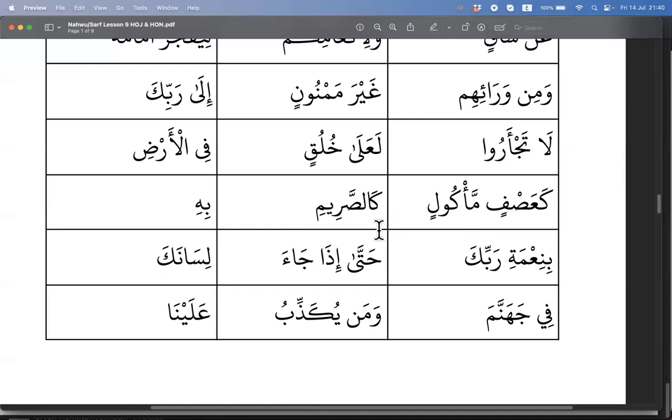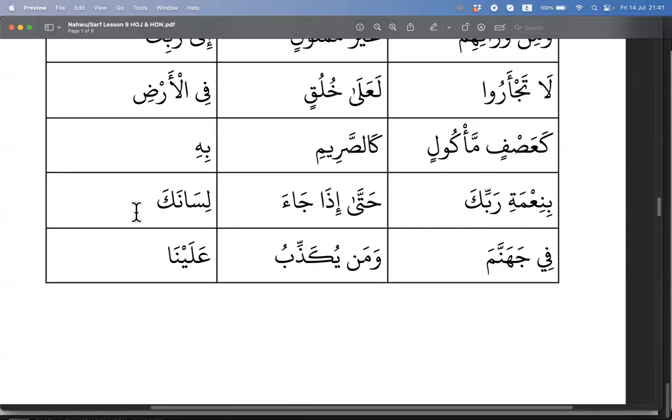Next one. Kasorimi. What's our half of jar? The kaf is the half of jar and as-sarimi is the majrur. Good. Next one. Bihi. B is the half of jar. He is the majrur. It's a pronoun. What is the rafa version? Huwa. Good.